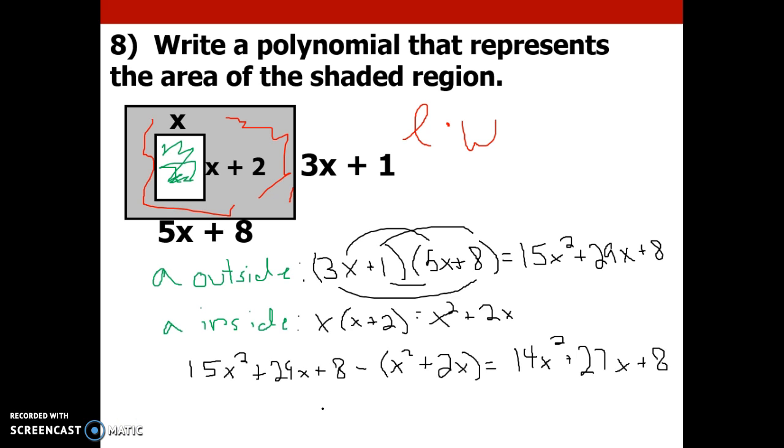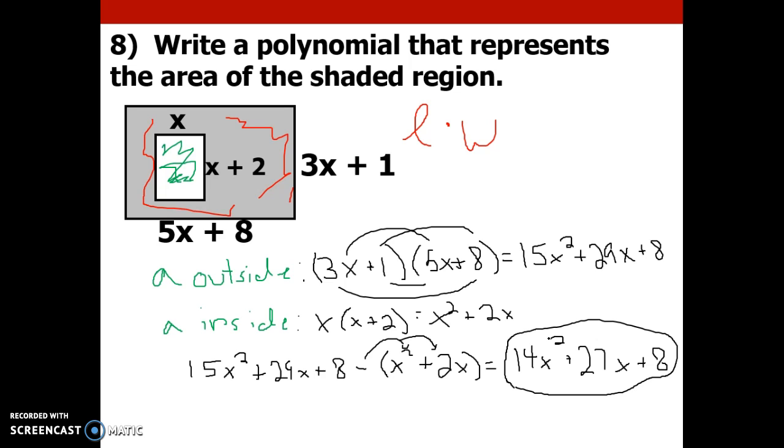All right, so if you go ahead and take a look, first part, the area of the outside, length times width. I had to use FOIL in order to figure that out. I got 15x squared plus 29x plus 8. For the area of the inside, I had to do distributing x times each of these. I got x squared plus 2x. And then I went ahead and subtracted them, and this is what I ended up with over here after subtraction. Again, if you're confused about how I got this, make sure you distributed this negative 3. You got to subtract both of these things. So I get 14x squared plus 27x plus 8. That'd be the area of that shaded region.